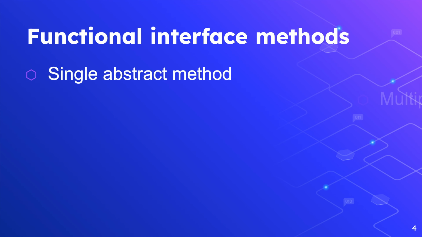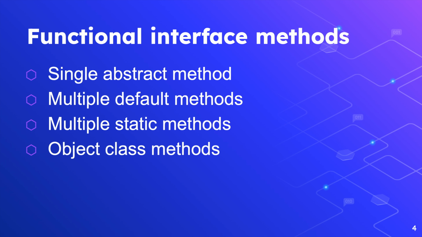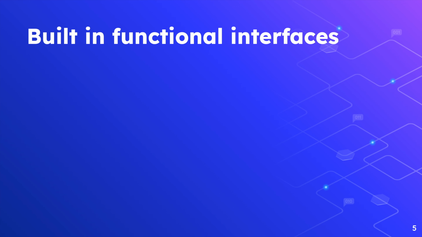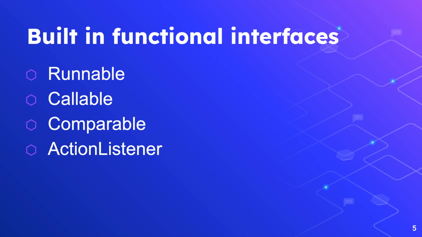So now let me explain how the functional interface's methods will look like. Till now we have seen single abstract methods and multiple default methods and multiple static methods, and which will have object class methods as well, right? So this is how the functional interface will look like. And now I'm going to discuss built-in functional interfaces. So there were functional interfaces which already existed before Java 8 as well. So it is not like they are a whole new concept introduced only in Java 8. Okay, so there are functional interfaces that existed before Java 8. That is Runnable, and we have Callable, and we have Comparable and Comparator, and we have ActionListener, right? So these are some old functional interfaces which already existed even before Java 8.